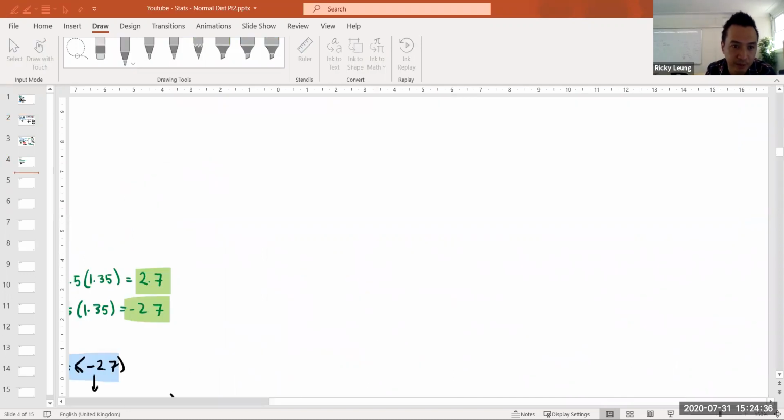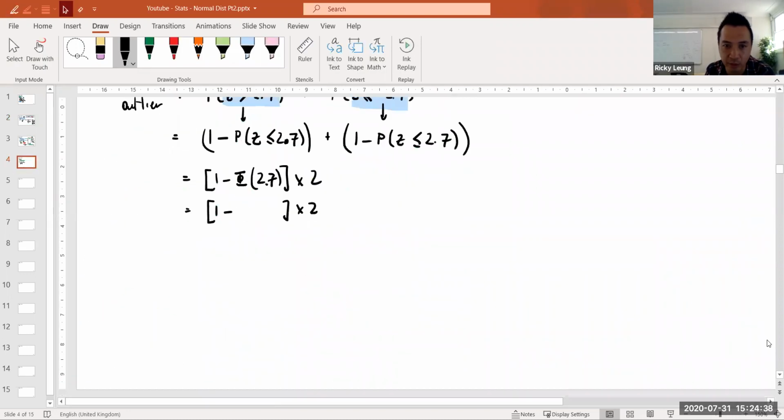Which means, if I go back there and sub in 0.9965, punch it in your calculator, I believe it's 0.007. In other words, 0.7% of all scores are outliers.